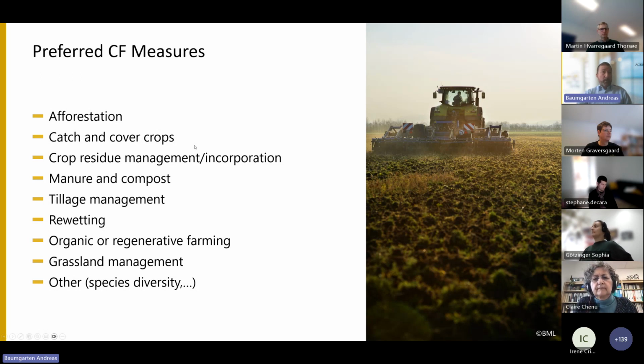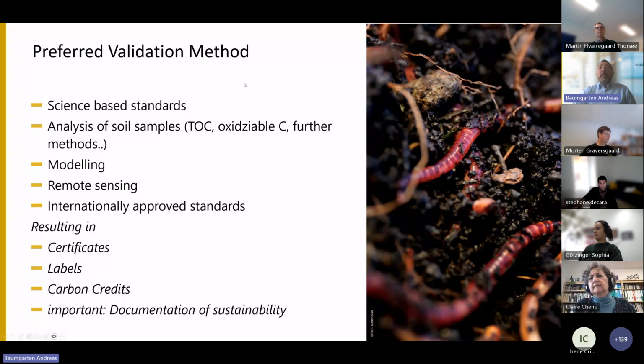Then the catch and the cover crops and the crop residue management, which is very important and has been adopted in large regions already. Then also the use of manure and compost, tillage management, rewettings, then measures in relation to organic or regenerative farming, the grassland management, which is also very important. And of course, there might be some further measures possible. And this is, of course, also a very important thing.